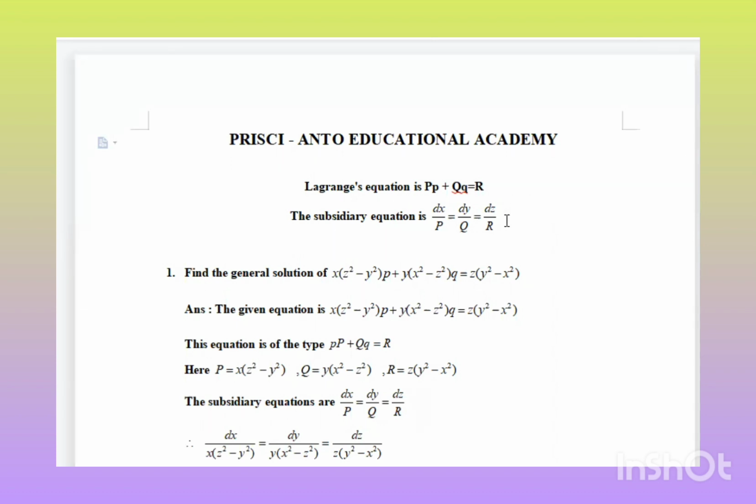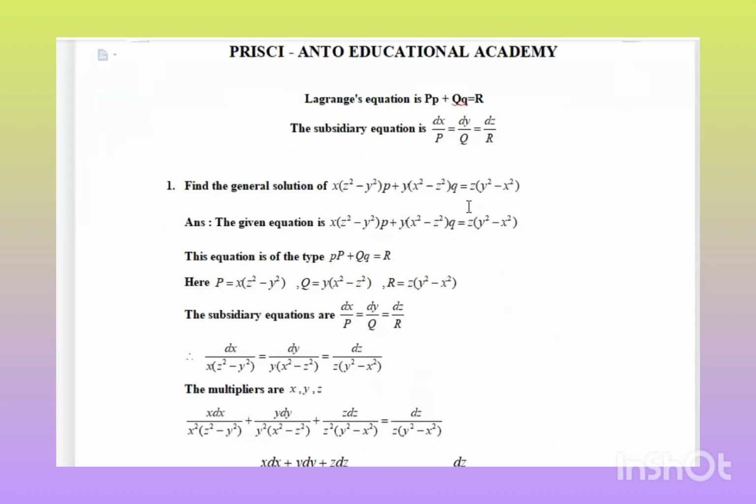Let us solve one problem. Find the general solution of x into (z square minus y square) into p plus y into (x square minus z square) into q, which is equal to z into (y square minus x square).